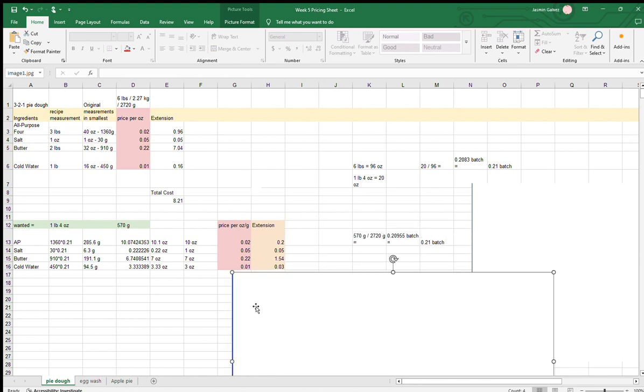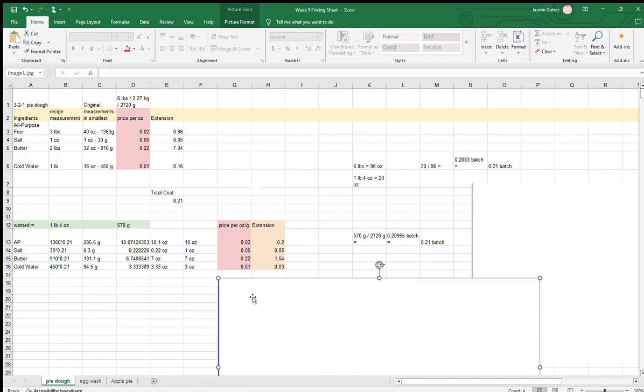So we have 0.02 multiplied by 10 gives you 20 cents. 1 times 0.05 gives you 5 cents. 7 times 0.22 gives you $1.54. 3 times 0.01 gives you 3 cents.